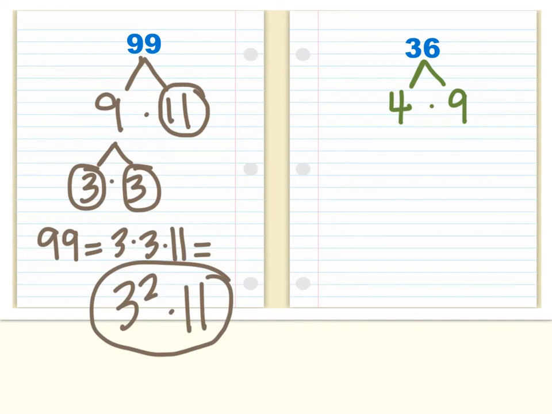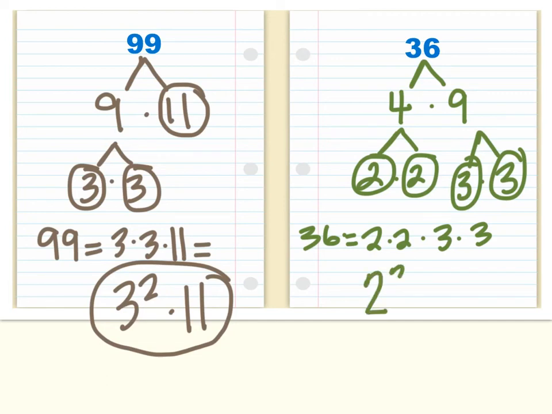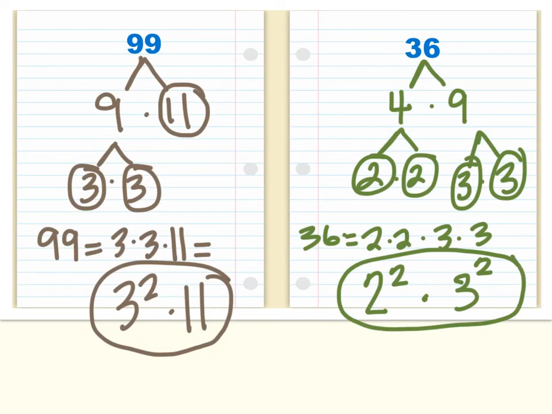Okay, 4 times 9, both of those are composite, so I have to keep going. So 2 times 2 is 4, both of those are prime, so I can stop. And then 3 times 3 is 9, and both of them are prime, so I can stop. So 36 equals 2 times 2 times 3 times 3. Because 2 times 2 is 4, 3 times 3 is 9. So that's 2 to the second power times 3 to the second power. So that is the prime factorization of 36.